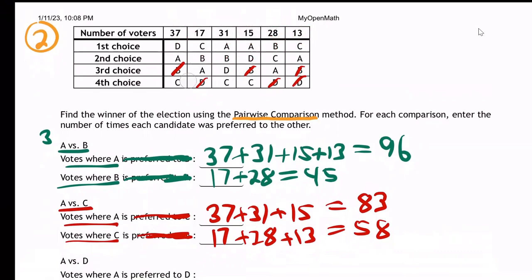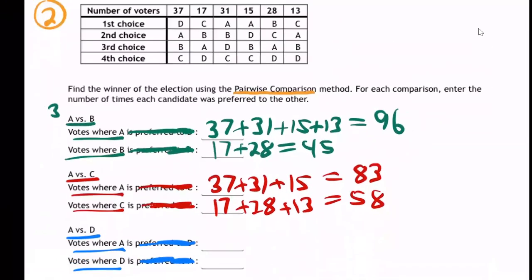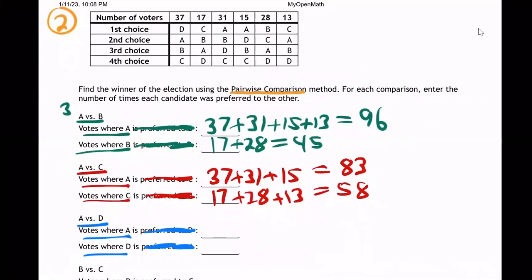Okay, so next I'm going to do A versus D. And I'll do a different color here. So A versus D. If I'm just doing A and D, then I'm going to drop out B and C, right? Get rid of B and C. B and C are out. And okay, just A and D. Here we go. These 37, they like D. The pen is not working. 37 for D. These 17 like A. These 31 like A.